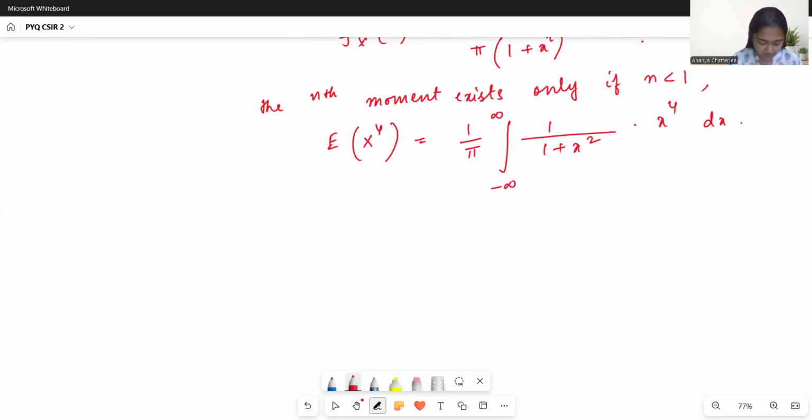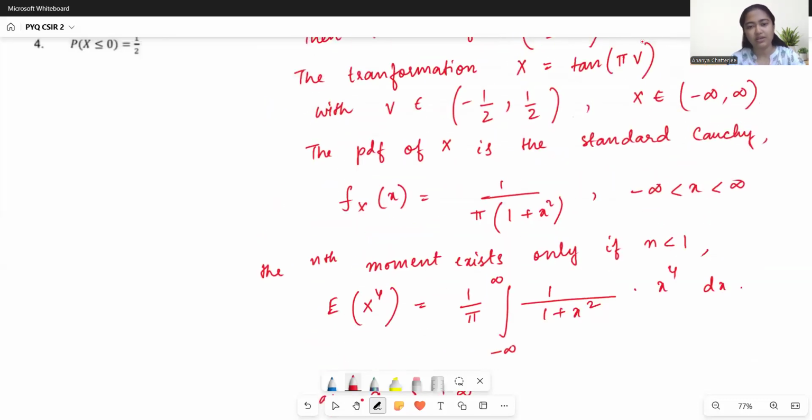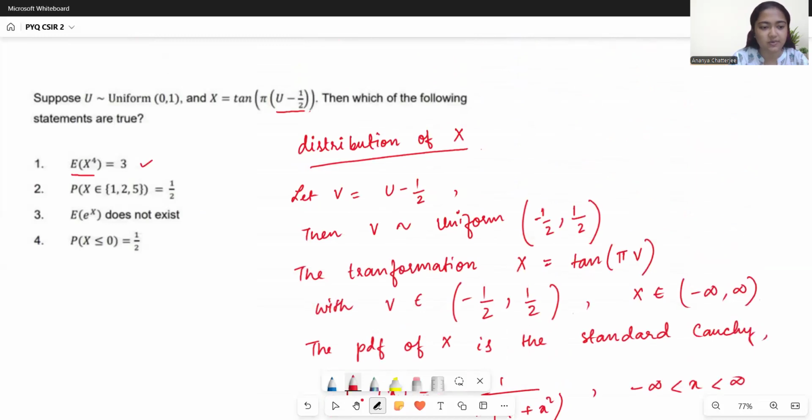Now from here what we get is, as x tends to minus infinity to plus infinity, we get expectation of x to the power 4 not equal to 3, right? Here it was given that expectation of x to the power 4 is equal to 3. So from here we get the first statement as false.